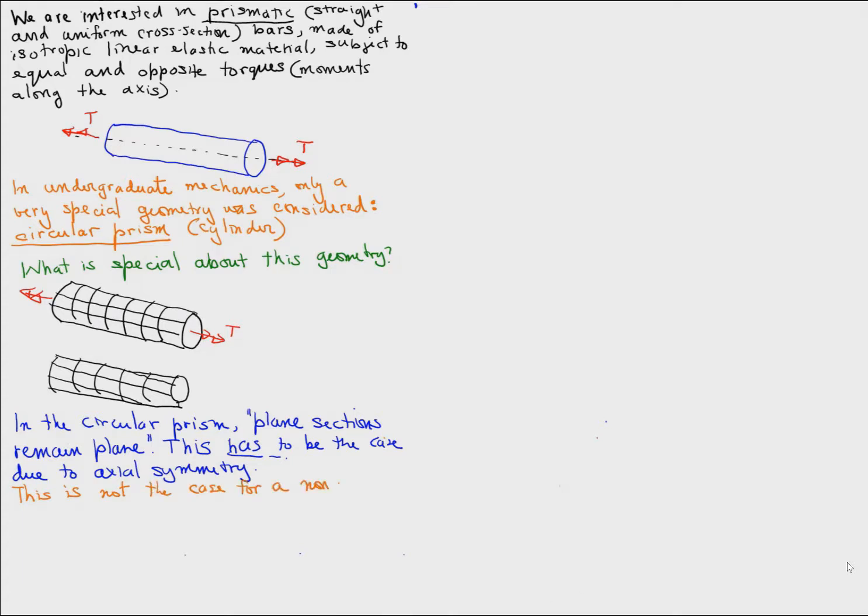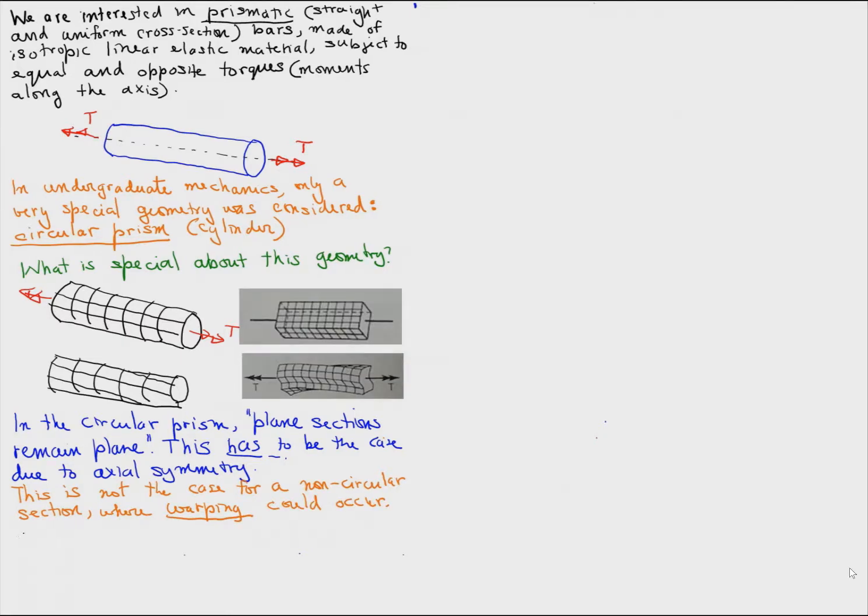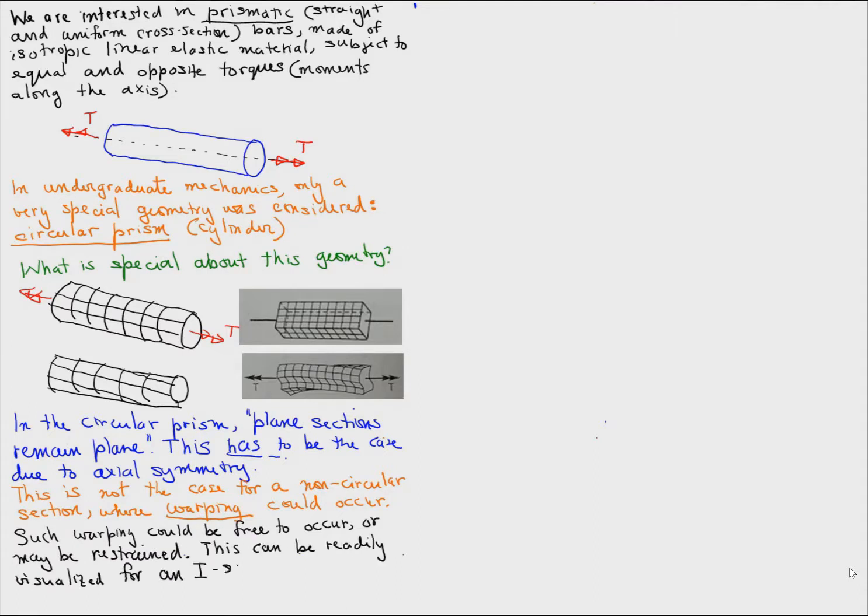On the other hand, if we subject a bar that is not circular cross-section to a torque, there could be warping. Because there's in general no axial symmetry, there's nothing stopping the section from warping like shown there. So this kind of warping can be free to occur or it could be constrained. For example, in this I-beam, the warping is constrained.